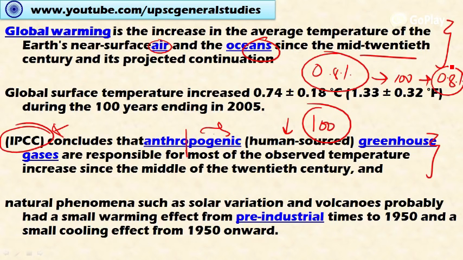And natural phenomena such as solar variation, okay, variation in the solar radiation that is received by the earth, and volcanic activities, tectonic activities probably had a small warming effect from pre-industrial times to 1950 and a small cooling effect from 1950 onwards. So this is not a major issue. These natural events or long-term events will not cause much interference in the global warming issue. The major issue here is that of the anthropogenic sources of greenhouse gases.